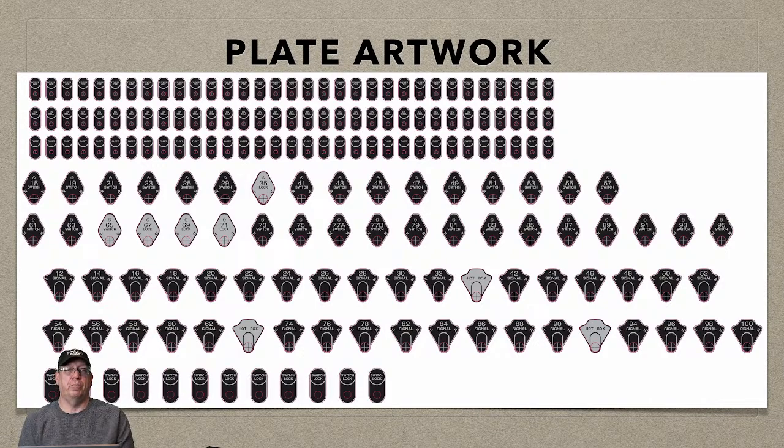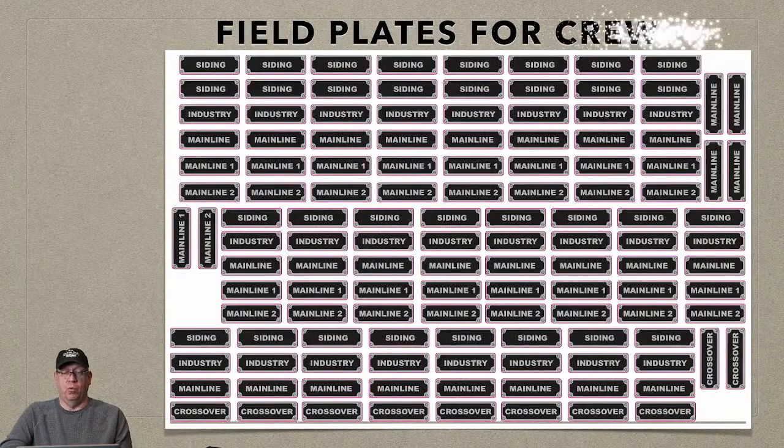Part of the printing process is we had a printing press that would actually cut around the knobs and levers and plates. So basically what we ended up with is a sticker sheet, a sheet that had really high quality vinyl stickers. While we were doing this, we also did field plates for crew ID. In other words, here's the sidings, here's the industries, any information that we would want the crews in the field to have.